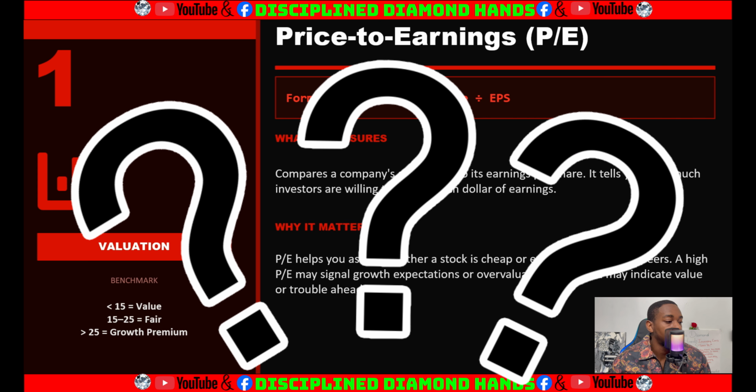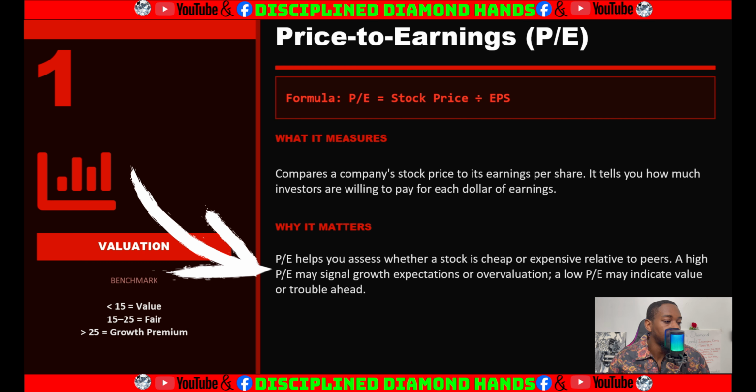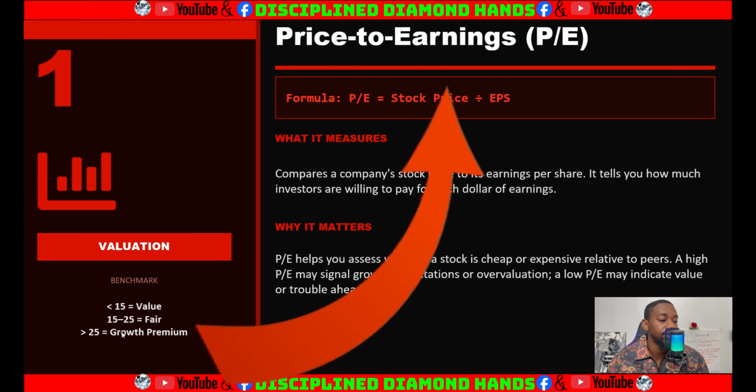What is the PE ratio? It compares a company's stock price to its earnings per share. It tells you how much investors are willing to pay for each dollar of earnings. PE helps you assess whether a stock is cheap or expensive relative to its peers. A high PE may signal growth expectations or overvaluation. A low PE may indicate value or trouble ahead. If it's under 15, it may be considered undervalued. If it's between 15 to 25, it may be considered fair or average. If it's over 25, it could be considered a high growth stock, maybe like tech.